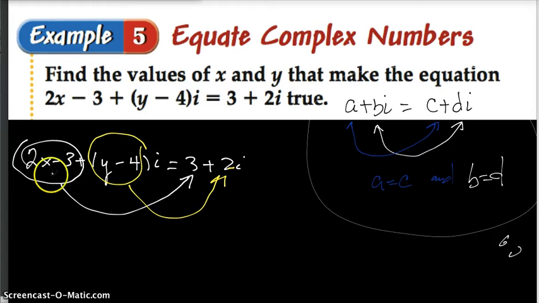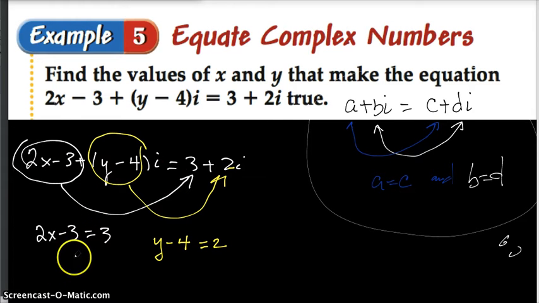Stop and let that marinate for a second before you continue looking at the video. So think about it. The real part must equal the real part. a must equal c and b must equal d, because the b and d are multiplied by i. So with that, here are my equations. Setting the real parts equal, I get 2x minus 3 equals 3. What I'm going to do is solve this. Move the 3 over to the other side. I get 2x equals 6. Divide both sides by 2. I get that x is equal to 3.